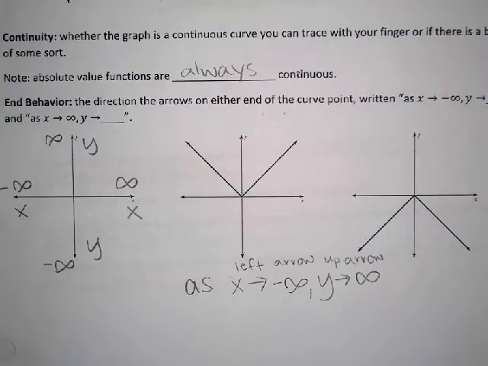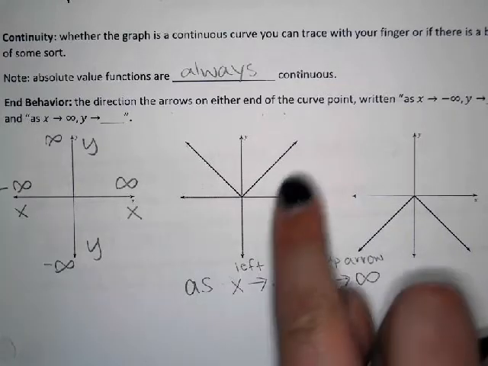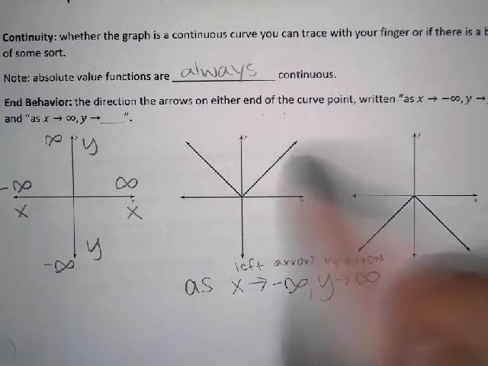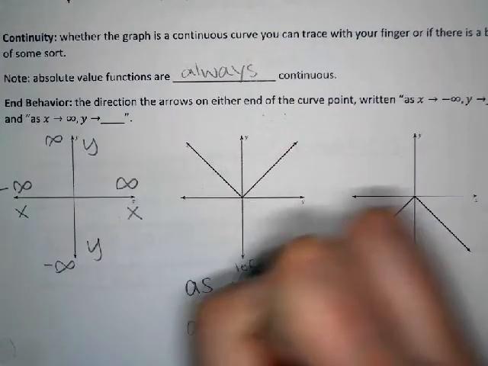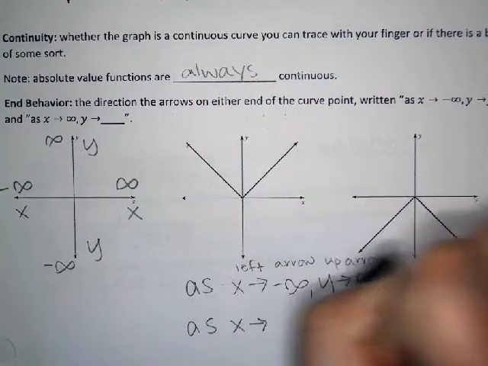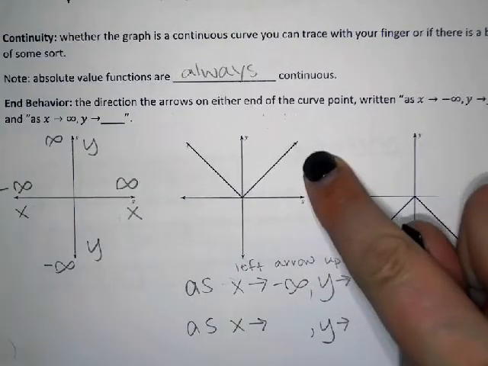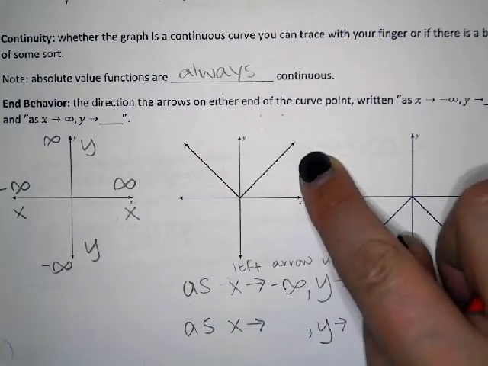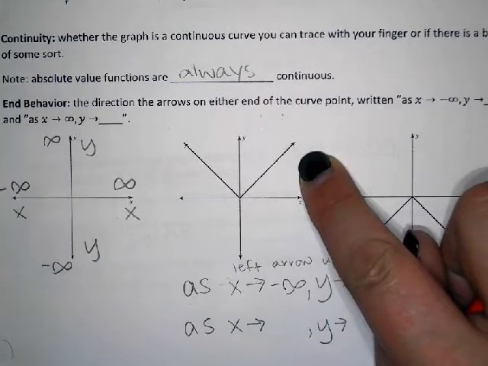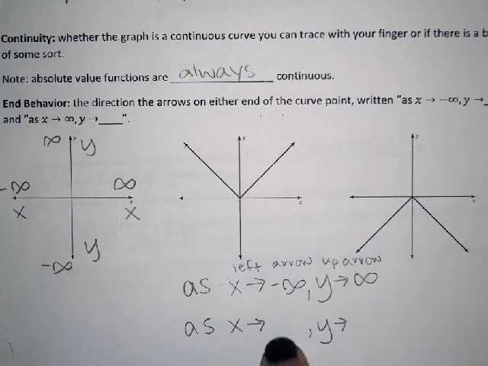Now look at this side over here. As x goes to something, y goes to something. Now for this one, I want to say that the right arrow is an up arrow. So how do I say right arrow? Do I want positive infinity or negative infinity? Positive infinity. Okay, so I just said right arrow.